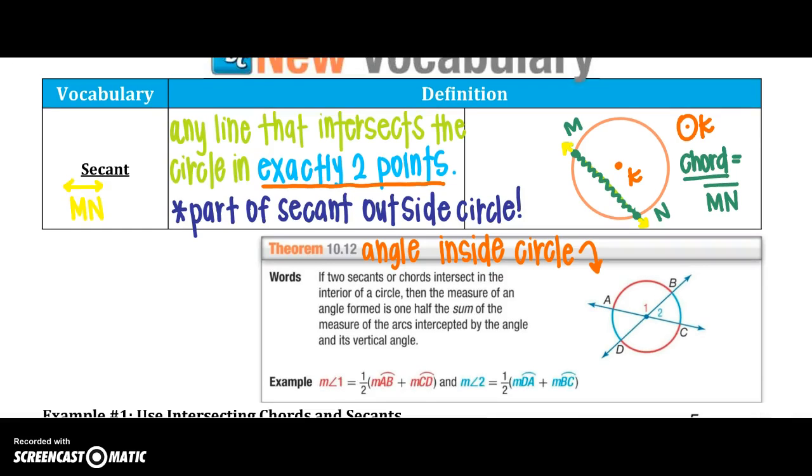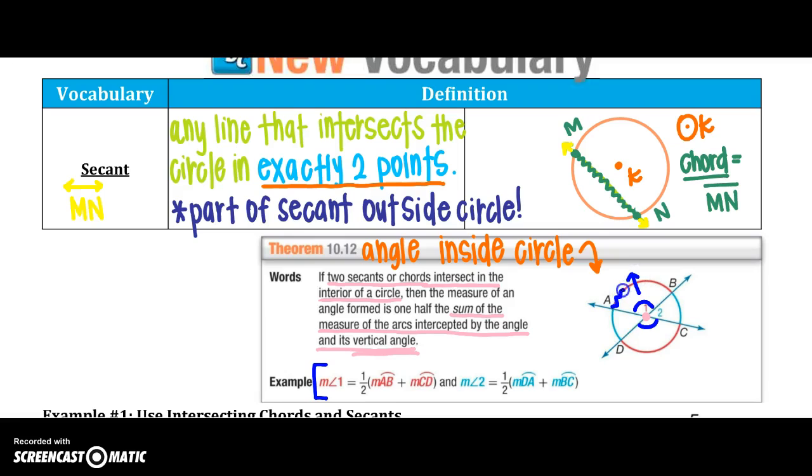Theorem 10-12 says, if two secants or chords intersect in a circle, then the measure of an angle formed is 1/2 the sum of the measures of the arcs intercepted by the angle and its vertical angle. So if I'm trying to find angle 1, I'm going to use its vertical angle also.